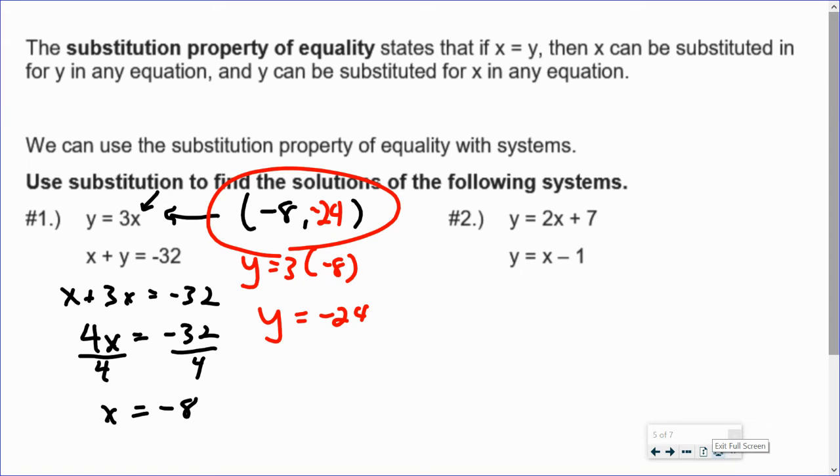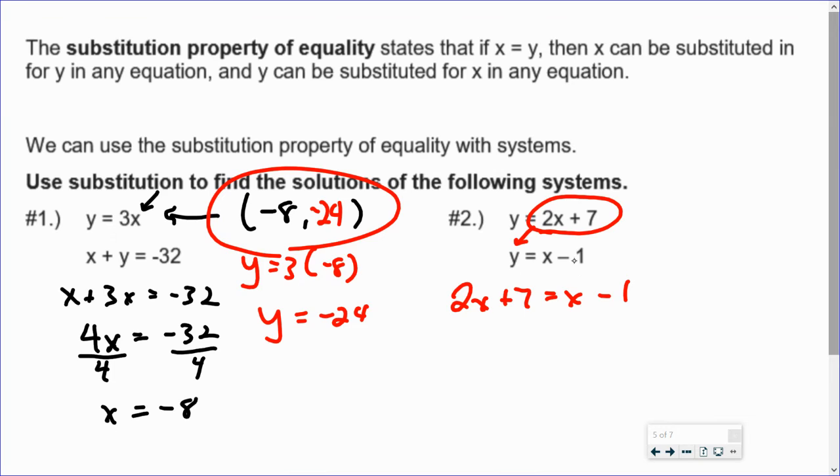This one, it says y equals again. So I'm going to put this in for here. So I have 2x plus 7 is equal to x minus 1. Okay, now the goal for this is I want to get all my x's on the same side. I can choose, it doesn't make any difference. The goal is to get all the x's on one side, all the numbers on the other side.